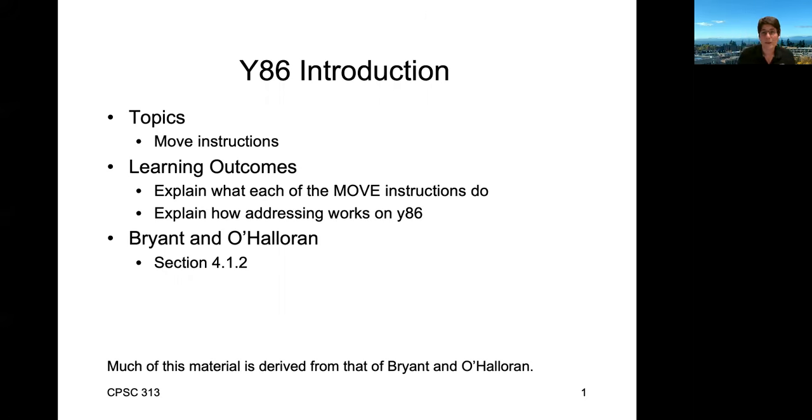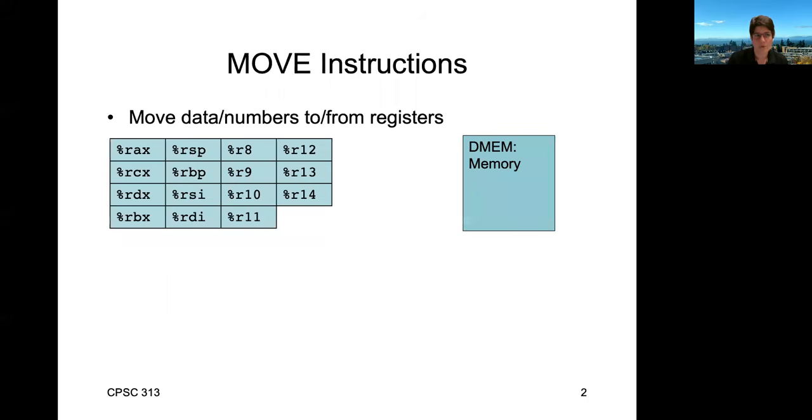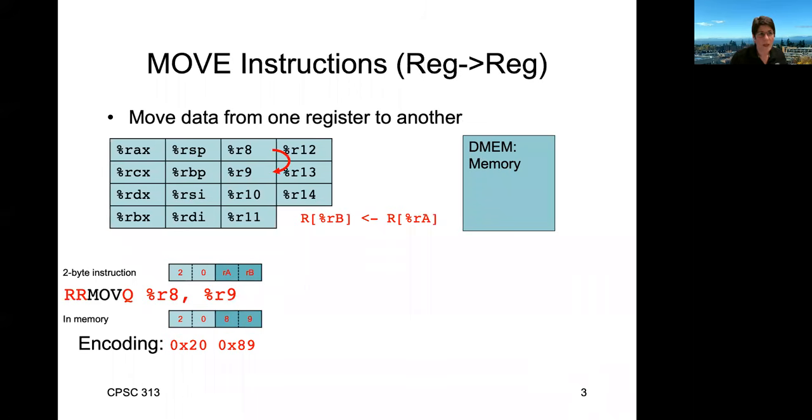Now that you're familiar with the Y86 architecture, we're going to start learning about some instructions. We're going to start with some of the simplest instructions, which are the move instructions. You can move things to and from registers, to and from memory. We'll walk through the different instructions that allow you to do that. Let's begin with the instructions that move the contents of one register to the contents of another register.